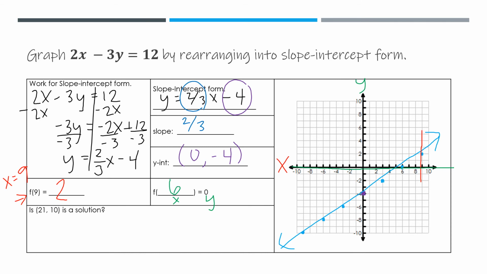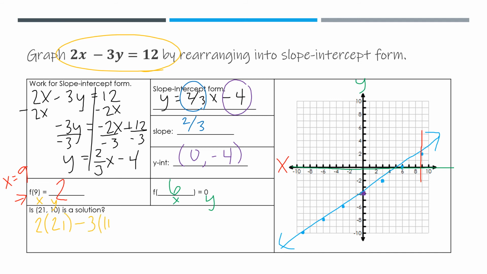So for our last question, is the point (21, 10) a solution? So first we always want to look at our graph and see, is that a point that my line crosses through? That would make it a solution. This point is obviously not on the graph, so then I would need to use my equation to determine if it's a solution. So I'm going to substitute 21 in for x and 10 in for y and determine if it's a true statement.